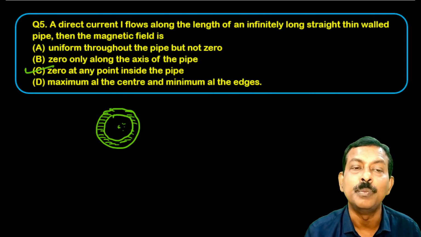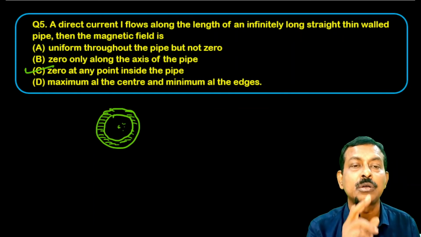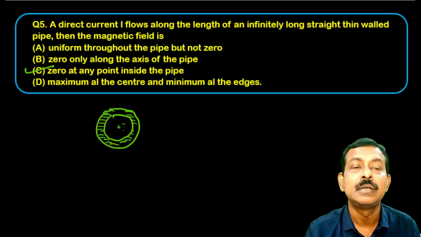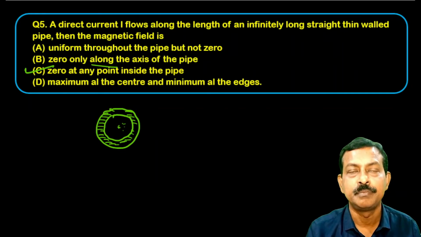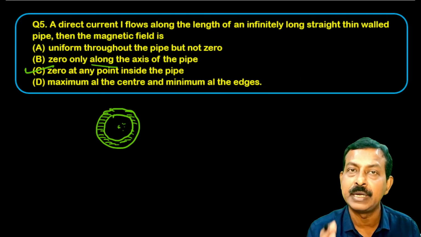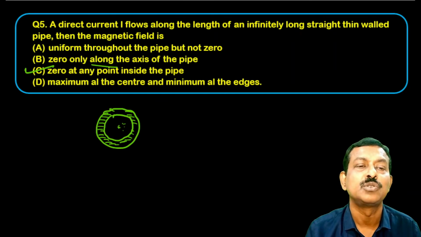Just see the second option. Magnetic field is definitely zero there, even along the axis of the pipe. But it is said it is zero only along the axis. This is wrong. Anywhere inside this hollow part, it will be zero because it is not enclosing any current there. So if you apply Ampere's law, B dot dl will be equal to mu naught into current enclosed. Current enclosed is 0. So in that case, it will be 0 there. So the third one will be the correct option.